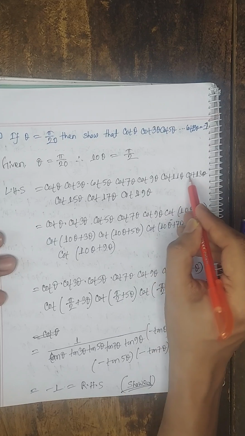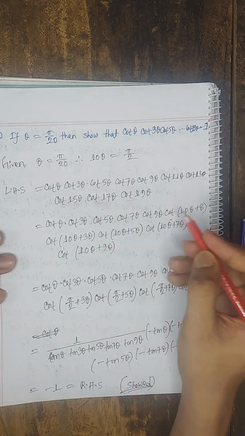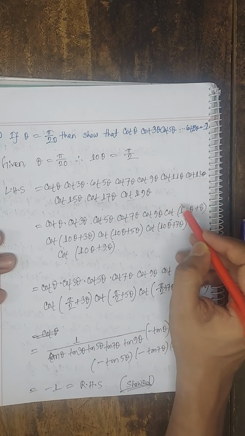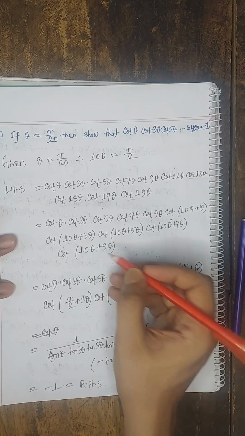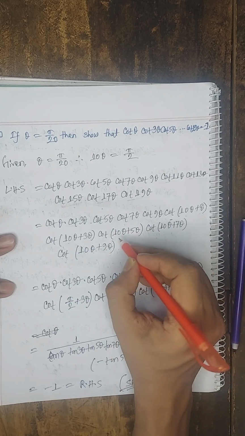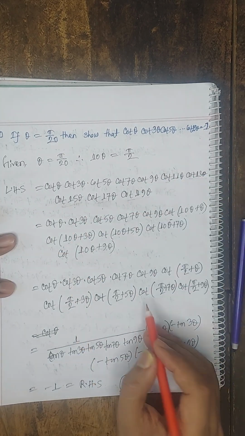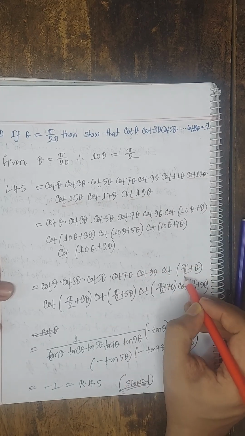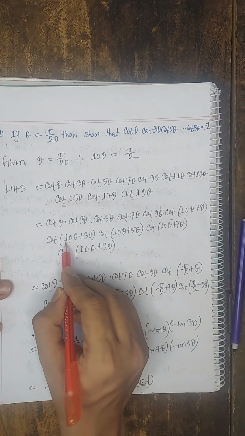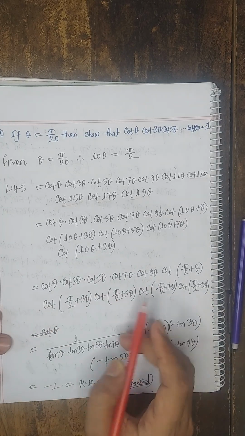We have to convert 11, 13, 15, 17 and 19. We can convert 11 theta to 10 theta plus theta. We can convert 13 theta to 10 theta plus 3 theta. We can convert 15 theta to 10 theta plus 5 theta. Similarly, we can convert all of these, and for 10 theta plus theta we get pi by 2 plus theta. Similarly, for 10 theta plus 3 theta we get pi by 2 plus 3 theta.